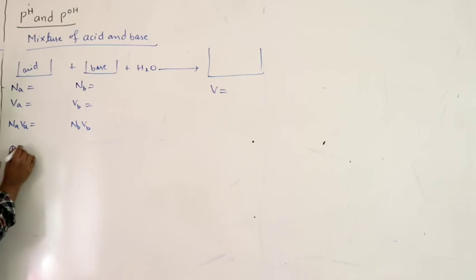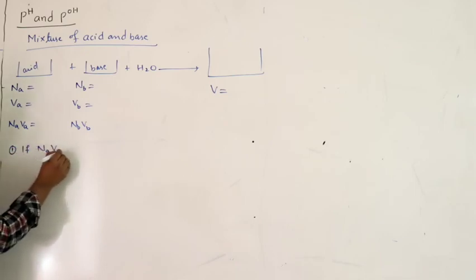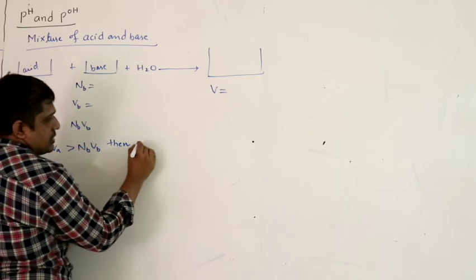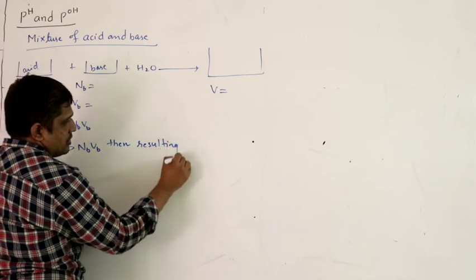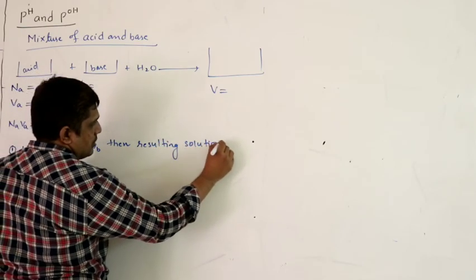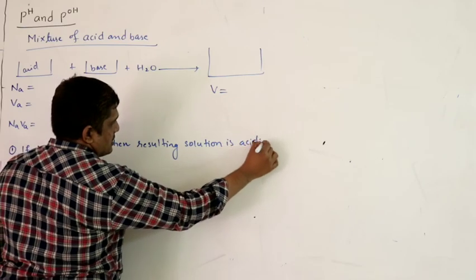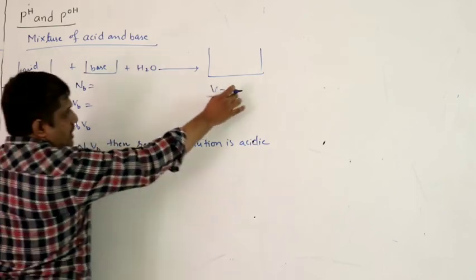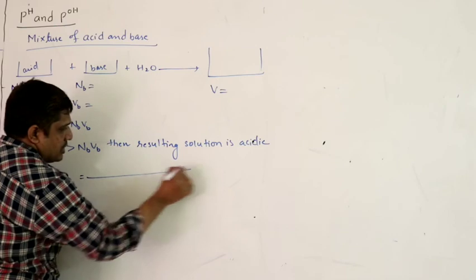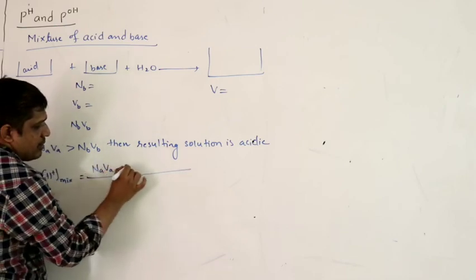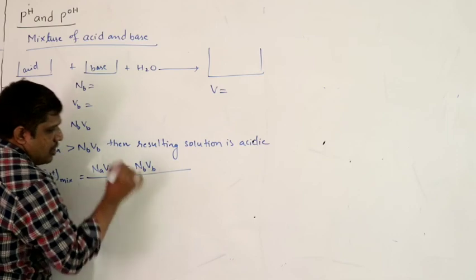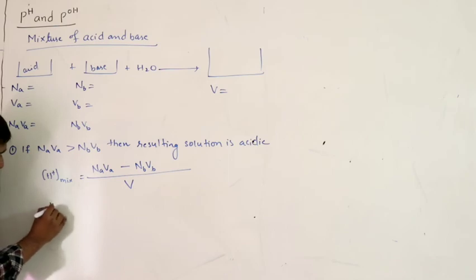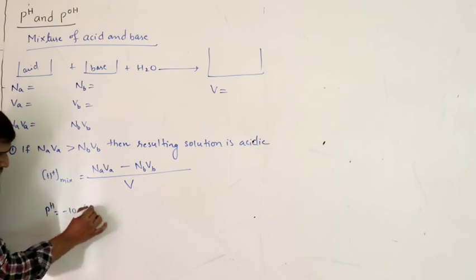So case 1, if NaVa greater than NbVb, then resulting solution is acidic. Already we have studied this. If it is acidic, it contains which ions? H plus ions. So H plus in the resulting solution, mixture, is equal to what? Chemically reacting, so higher value minus lower: NaVa minus NbVb by total volume. Once you get H plus ion concentration, then pH equal to minus log H plus.